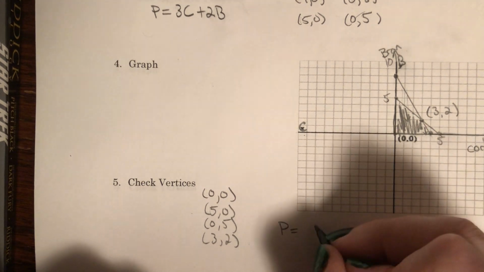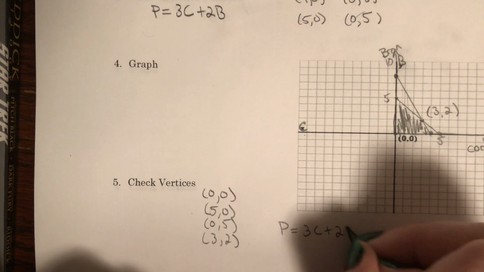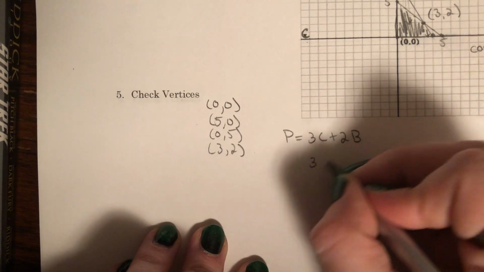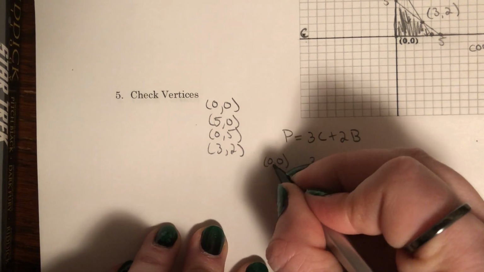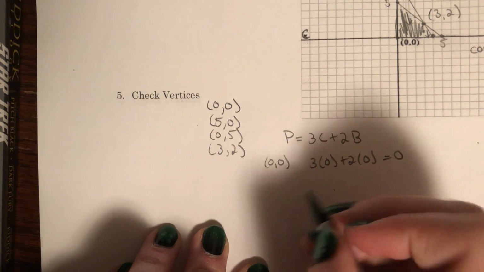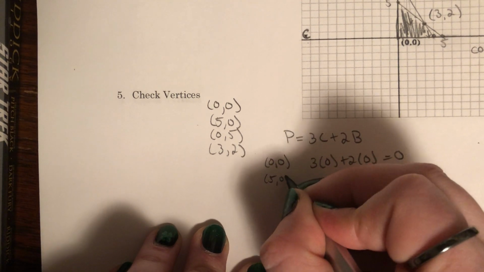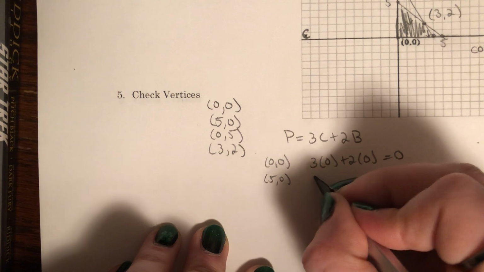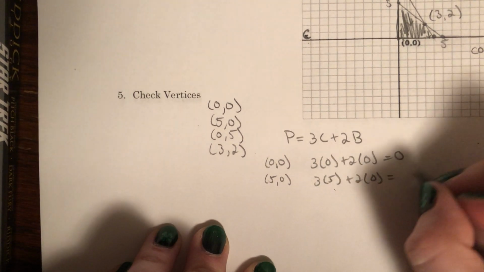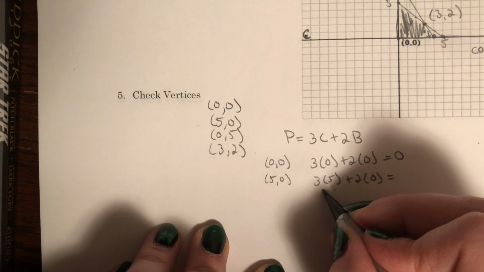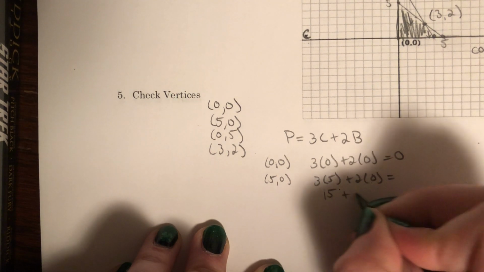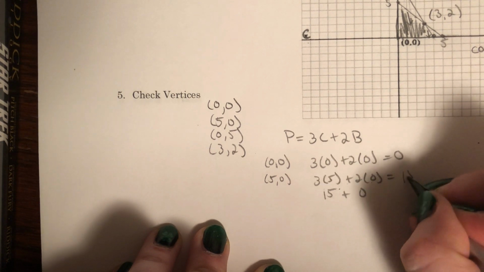And if my profit equation is 3 times c plus 2b, then I'm looking at 3 for 0, 0. I'm looking at 3 times 0 plus 2 times 0 equals 0. That's not going to be it. For 5, 0, I'm looking at 3 times 5 plus 2 times 0 is equal to, see, this is 15 plus 0, which is 15.